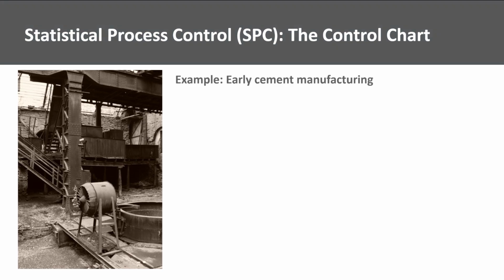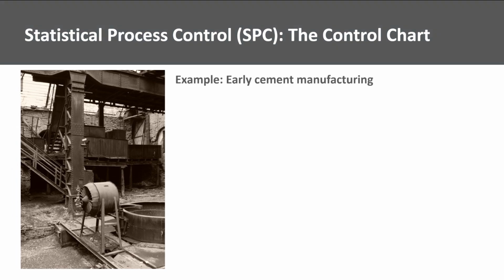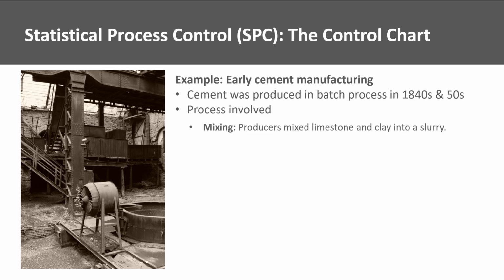For example, cement industry origins can be traced back to the 1840s and 50s. At that time, cement was produced in a batch process using bottle kilns. It involved mixing, that is, producers mixed limestone and clay, often by hand or with horse-powered mills, into a slurry. Drying, that is, the wet mixture was spread out on drying floors heated by waste gases.